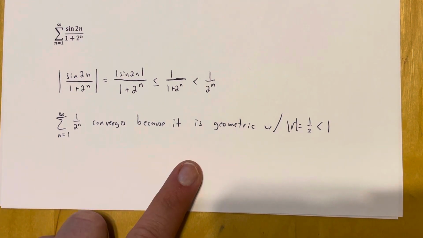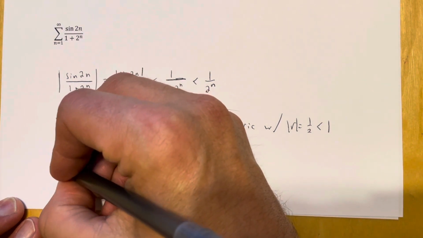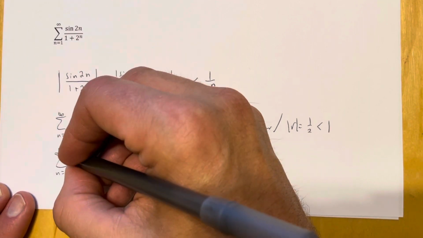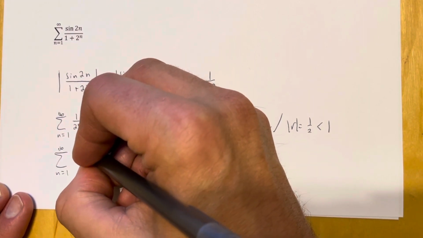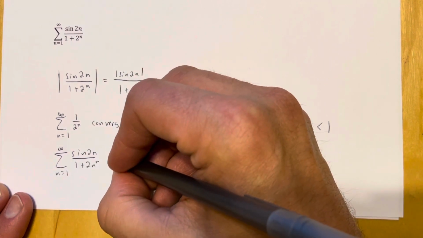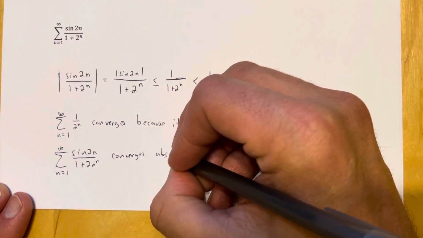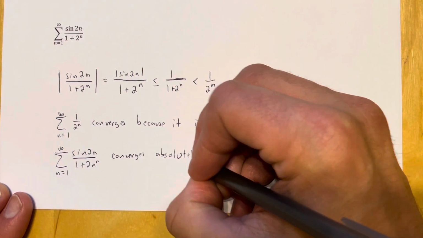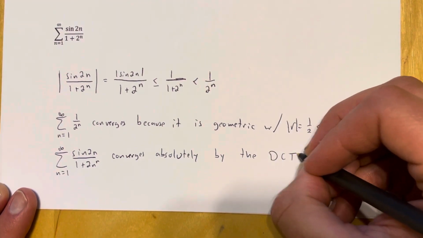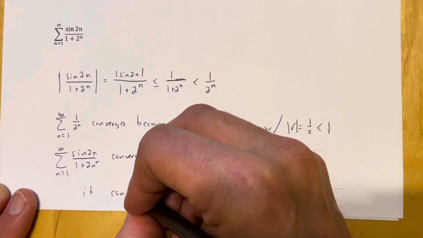So this converges because of that, but because these terms are all less than this, I can say the series from n equals 1 to infinity of sine of 2n over 1 plus 2 to the n converges absolutely by the direct comparison test, so it converges.